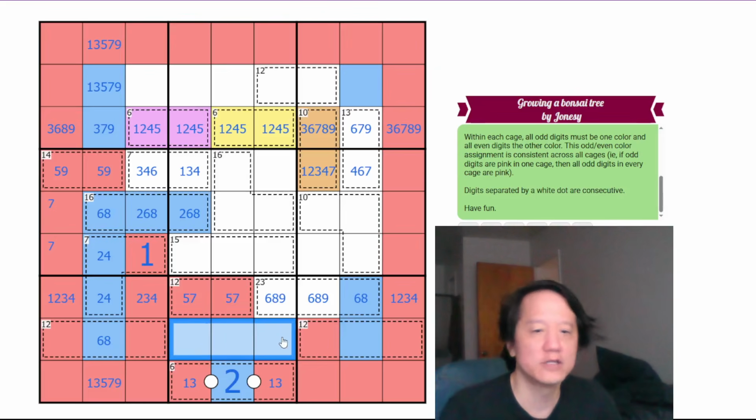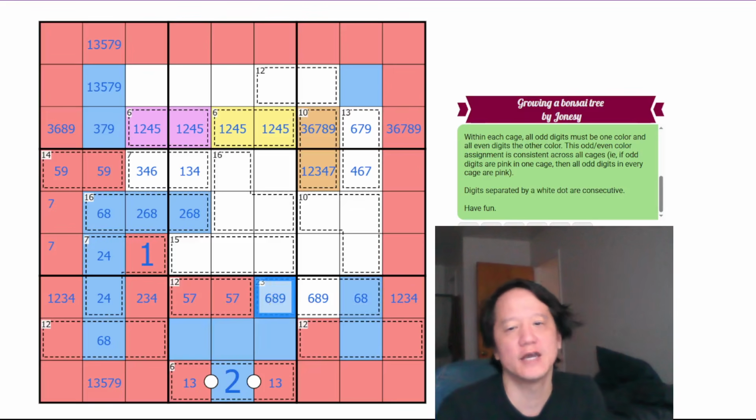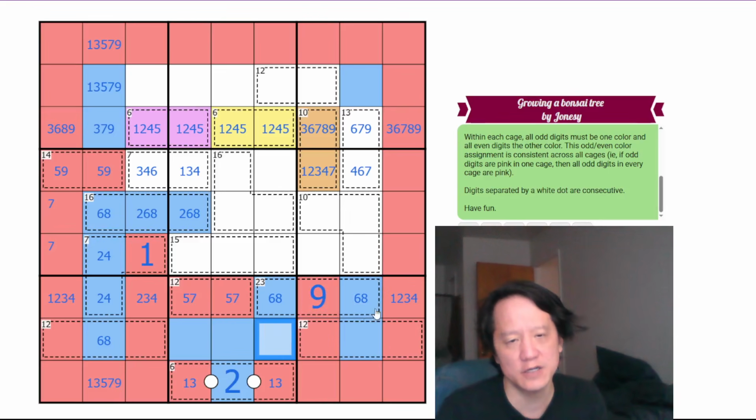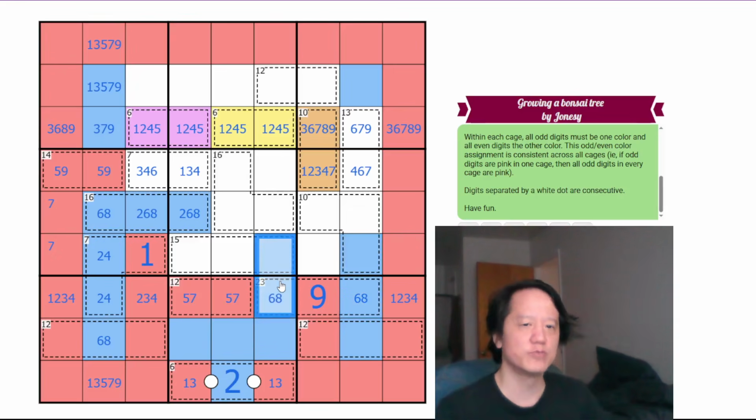This has to orthogonally connect to the rest of the blues, so we have to get blue there, which means this cannot be 9. So this is 6, 8 as a pair, which eliminates 6 and 8 in the rest of the row. So this can't be 6 or 8, it's 9, which is odd. This must orthogonally connect to the rest of the blues, as must this. So these are both blue.